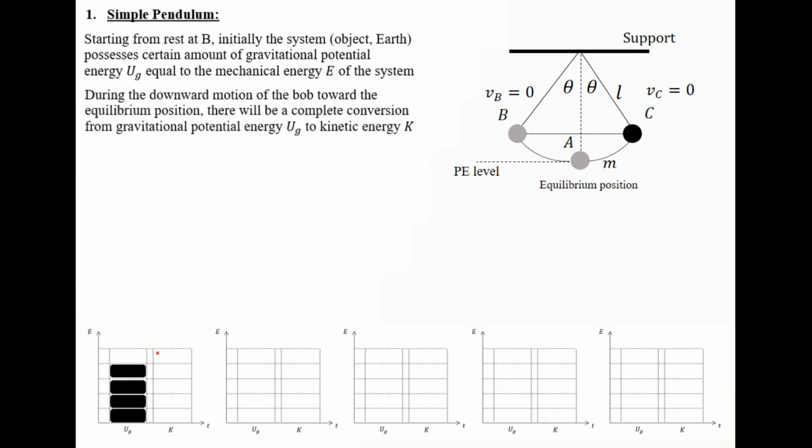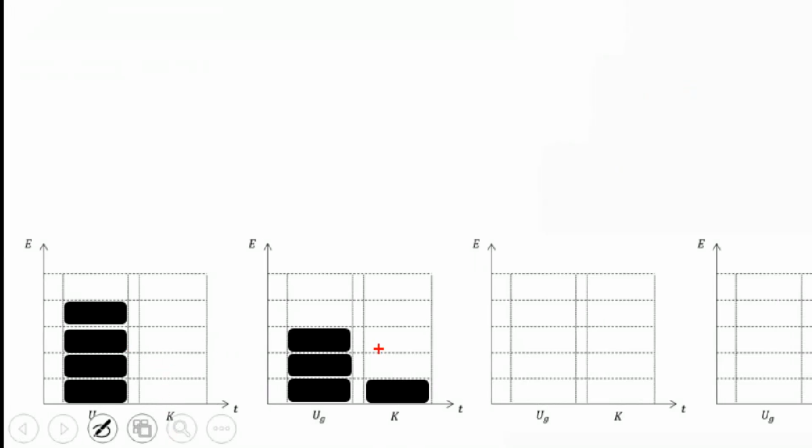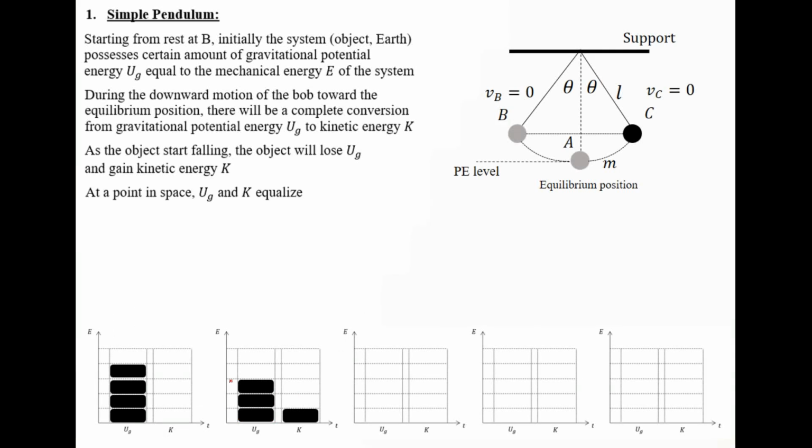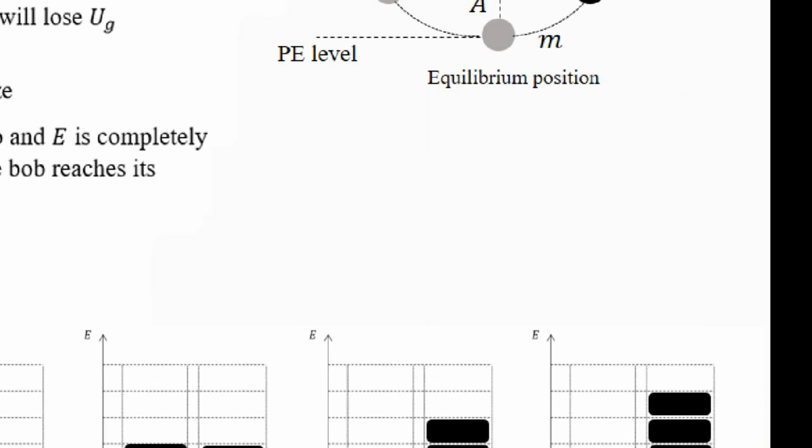During the downward motion of the bob toward the equilibrium position, there will be a complete conversion from Ug to K. As the object starts falling, it will lose Ug and gain K in kinetic energy. Notice that if you compare the two, the number of bars is 4, which means energy is conserved. At a point in space Ug and K equalize. The equalization between Ug and K will be discussed later. And the kinetic energy continues to increase. At the level at A, which is the equilibrium position, Ug drops to 0 and is completely converted to kinetic energy, and the bob reaches its maximum speed. So that would represent the point B, and that would represent the point A.